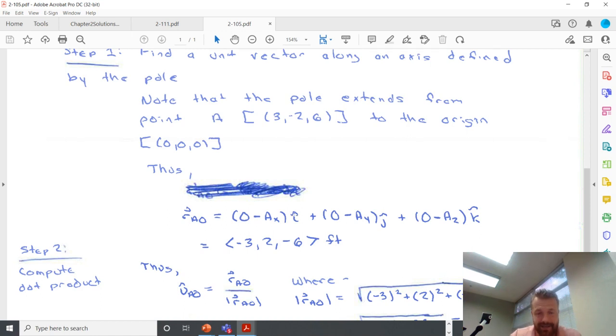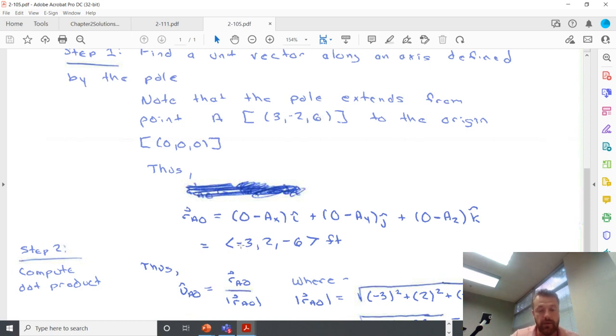So one of the nice things in this case, since the tip of that vector is at the origin, really all that's going to happen is you're taking the coordinates of A, and you can kind of see it here, and you're just flipping the sign. So if you're writing a position vector from point A to the origin, and the coordinates of A are 3, -2, and 6, the position vector is just going to have all of those signs swapped.